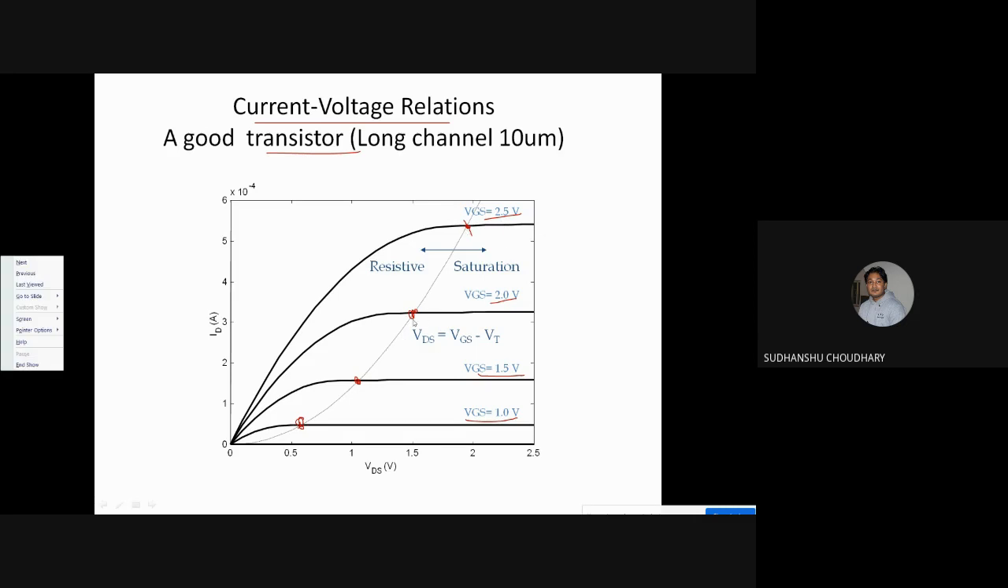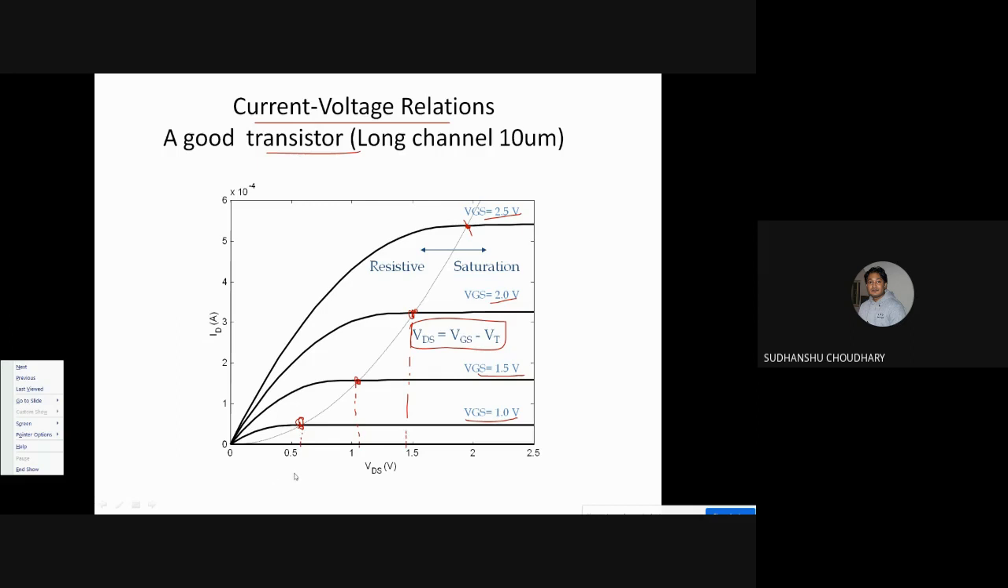And after saturation, the current becomes constant. These red dots which I have made represent the saturation point or pinch-off point. At these points, my VDS is equal to VGS minus VT. Similarly here, VDS is equal to VGS minus VT, and similarly here. So VGS is already given to you here.